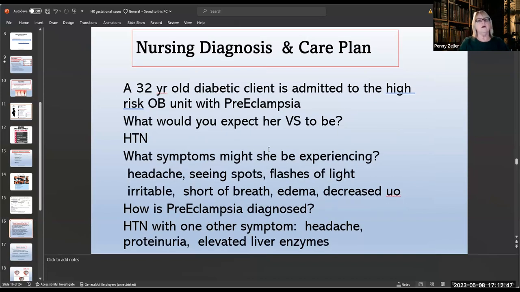So one thing, I like to teach preeclampsia this way because it helps you determine how to monitor and how we treat it. What are your interventions? So if you have a client with preeclampsia and she's having these symptoms and signs, we're going to go ahead and get some magnesium started right away, okay?